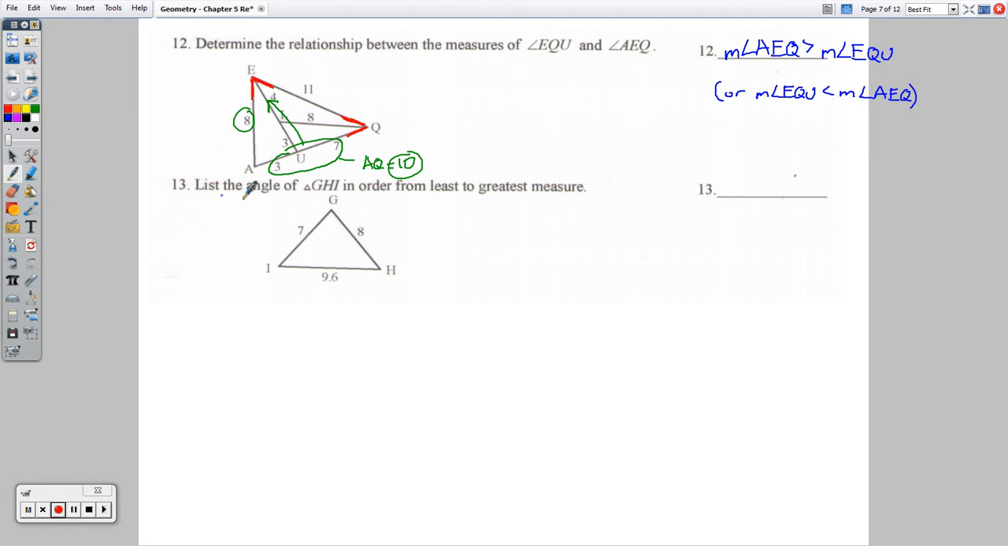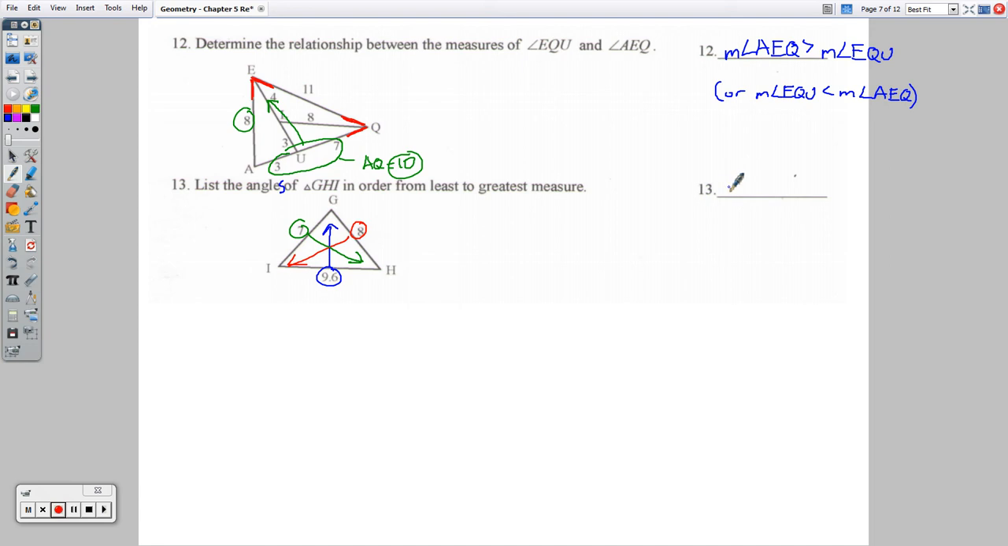If we look at number 13, list the angles, that really should say, of triangle GHI in order from least to greatest measure. If we look at the sides across from the angles, 9.6 is going to be the top dog. That's the biggest one right there. And then 8 is the second biggest. That's across from I. And then finally 7 is across from angle H. So if we put them in order, we'd go blue to red to green.